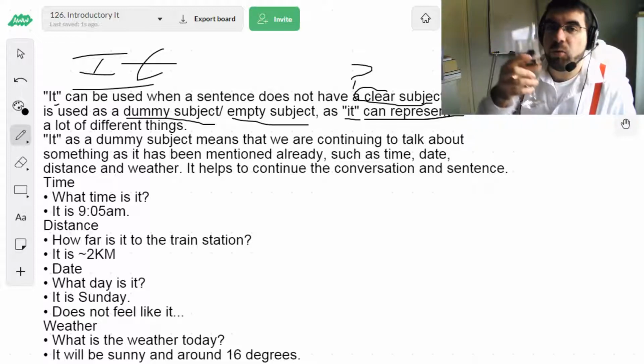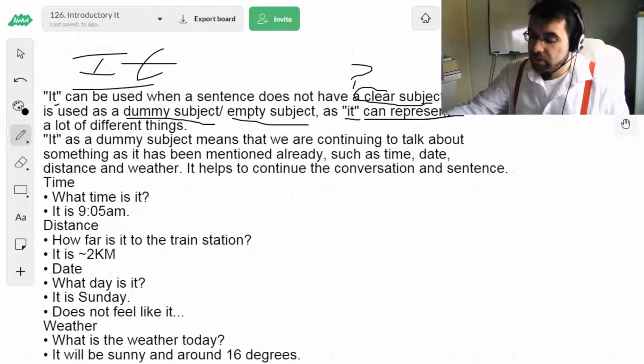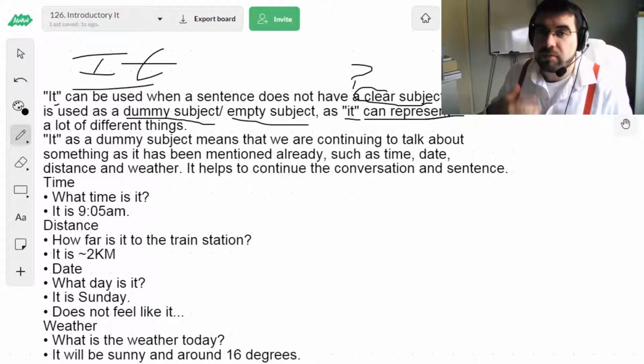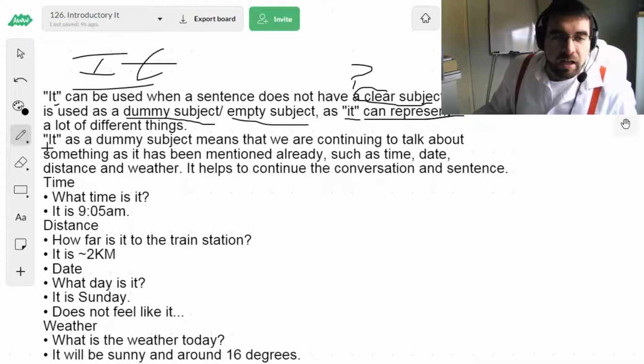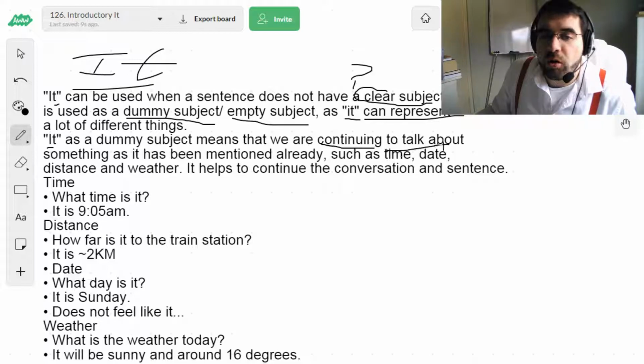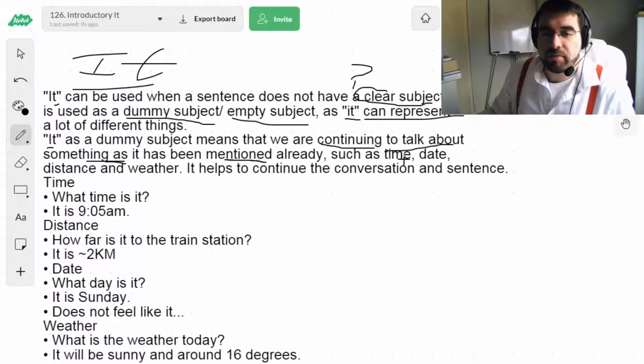This is my water. It's on the table. It as a dummy subject means that we are continuing to talk about something as it has already been mentioned, such as time, date, distance, and weather. It helps to continue the conversation and sentence.